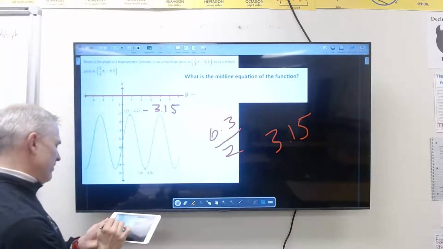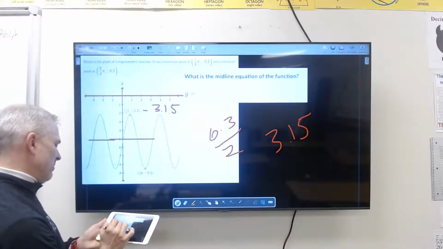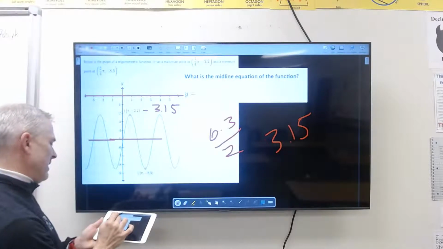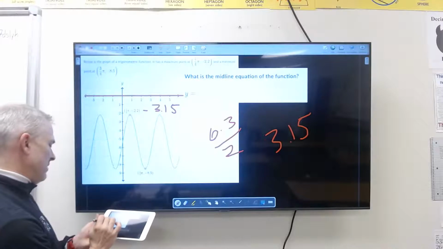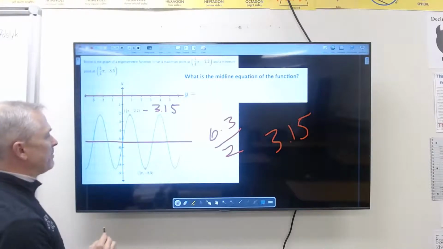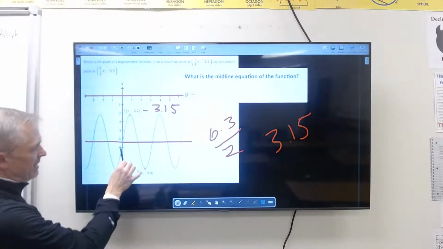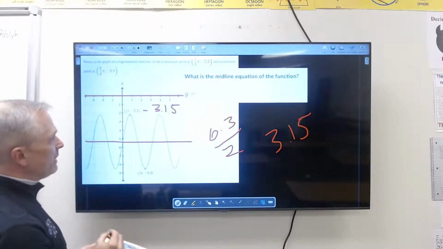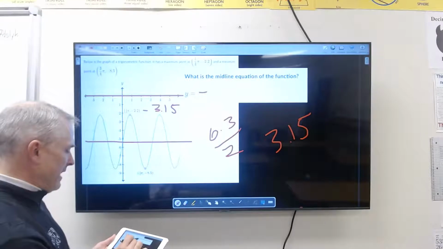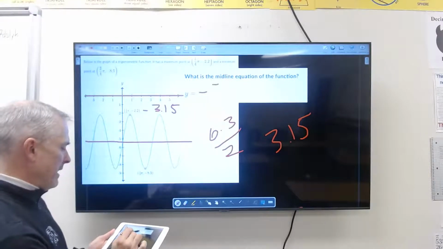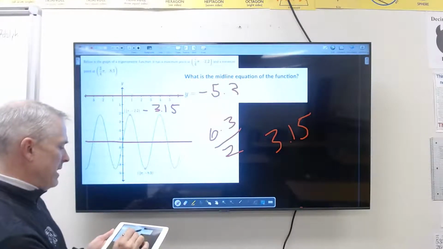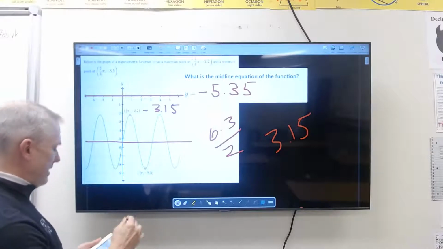5.35. So 5.35 looks like it would be, well, that's a little low. Now let's undo that so I can be a little bit more accurate. And that's about where it is. And if you look at that, that's about the same distance right there. Negative 5.35. All right, next one.